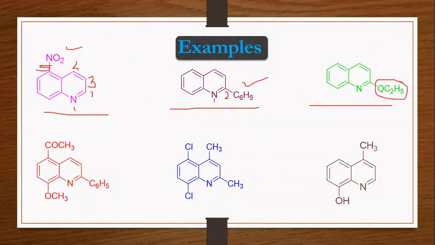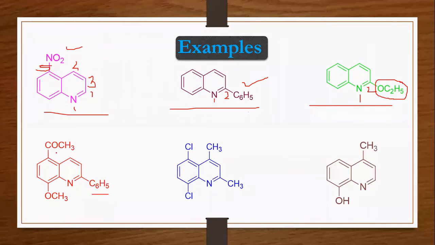Here, simply, you can tell me the IUPAC name of this molecule. This is which group? It is ethoxy. And this ethoxy group is attached at the 2 position. Thus, it becomes 2-ethoxyquinoline.